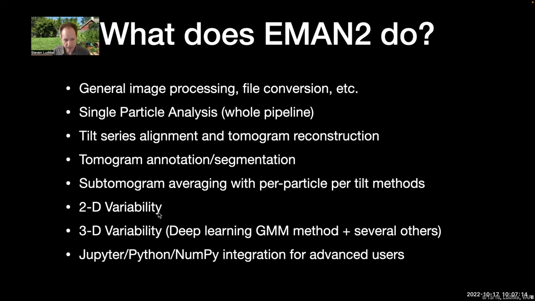2D variability analysis. This is something we've had in EMAN for a long time. You can make these nice little motion movies showing how particles vary, how a population of particles varies in 2D. You can look at dynamics and flexibility from a 2D perspective. There is also a 3D variability analysis, which is what we're going to be talking about in the third week, or, well, I guess the fourth session is when we'd be trying to talk about that.